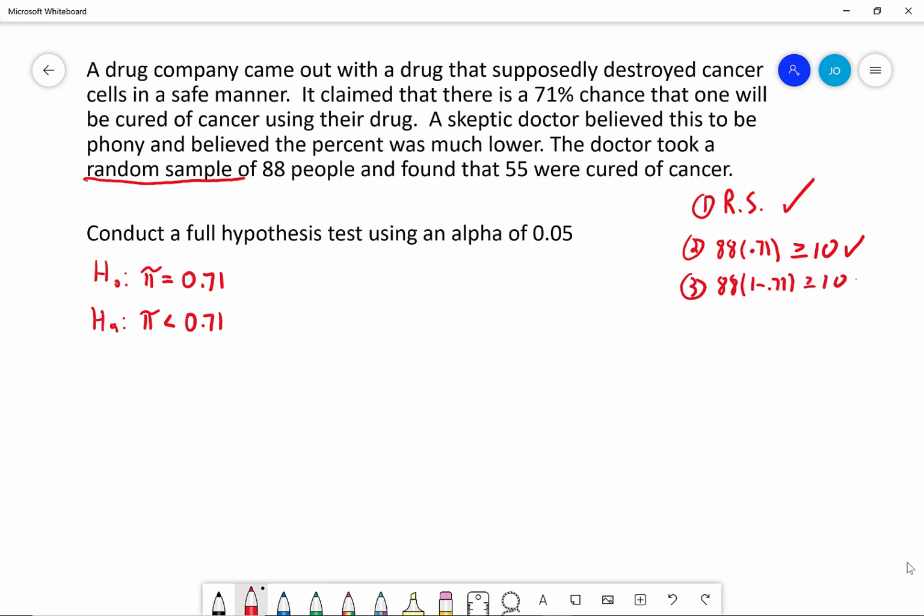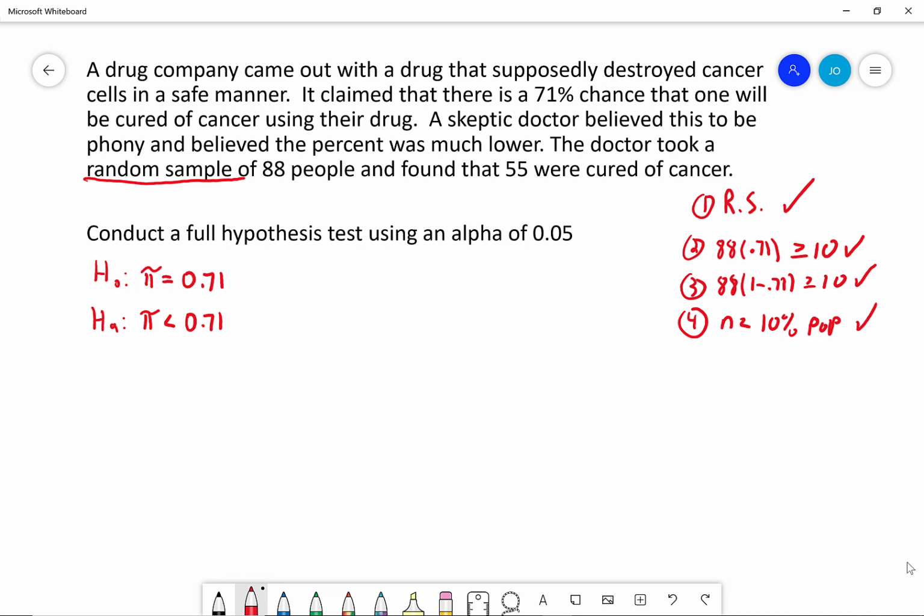And our sample size needs to be less than 10% of the population. Now, this is something we don't know, but we can assume that there are more than 880 people with cancer. So let's put a check there. So our conditions are rocking and rolling. We can have a valid hypothesis test result.